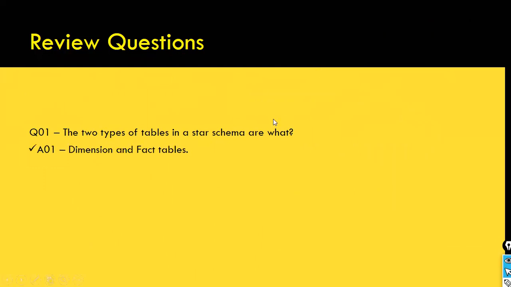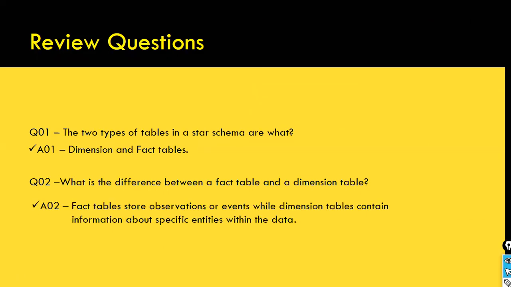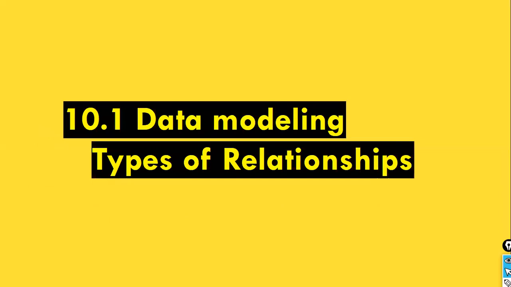In the star schema, we have dimension and fact tables. What is the difference between fact table and a dimension table? Fact tables store observations or events, while dimension tables contain information about specific entities within the data. You can frame your own definition. And the next one is the types of relationships. What are the types of relationships there?